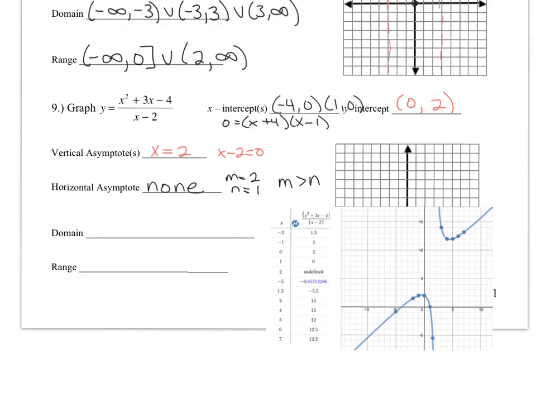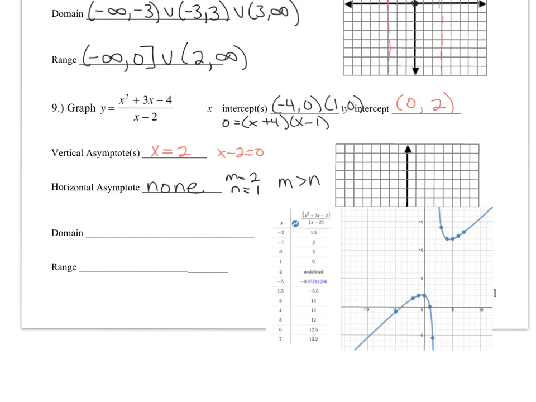Now for this one, here I have my intercepts as negative 4, 0 and 1, 0. My y-intercept was 0, 2. The vertical asymptote is x equals 2, and there was no horizontal asymptote. Now for this one, the domain is not going to give us a problem. The range, however, you're going to have to do a little bit of work, and I haven't quite found out how to do it on Desmos yet, so you are going to need a graphing calculator for this one.